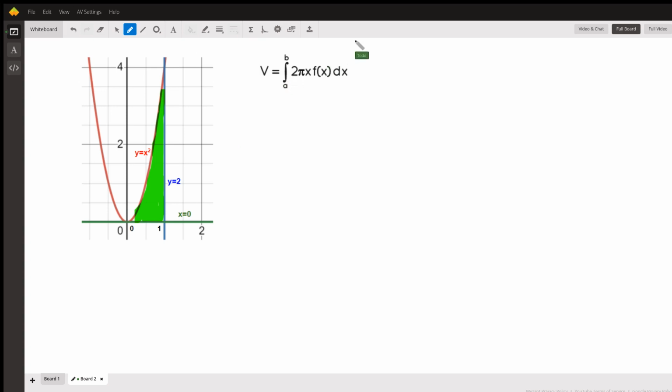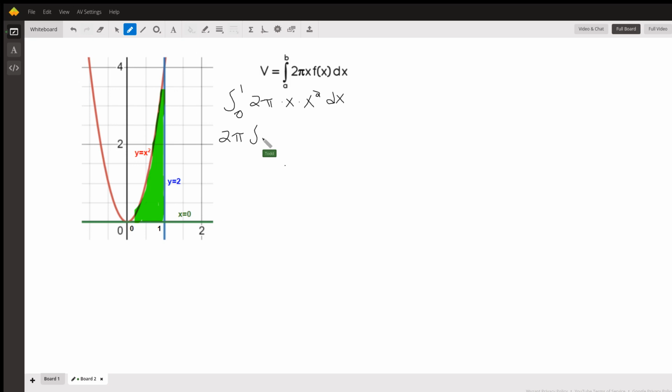So volume equals the integral from A to B. A to B would be from 0 to 1, of 2 pi times x times f of x. Now f of x is what the region is underneath, which is x squared, and then dx. So we just need to evaluate this. What I would do is take that 2 pi and put it in front since it's a constant.